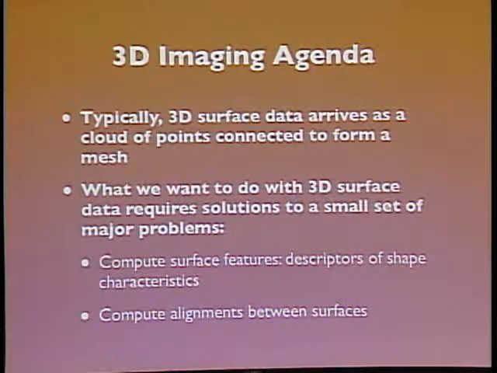So here's our goal, or here's what we're trying to do. We collect data with one of these devices that I told you about last time on Wednesday. Typically the thing that we receive from these sensors is a cloud of three-dimensional points that have been connected to each other to form a surface mesh. If you have a file that you have read off one of these sensors, the first part of the file will give you a set of three-dimensional coordinates, x, y, z, x, y, z, x, y, z. And then the second part of the file will tell you how those points are connected to each other to form a closed surface.